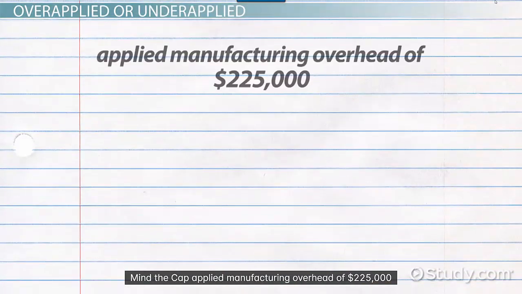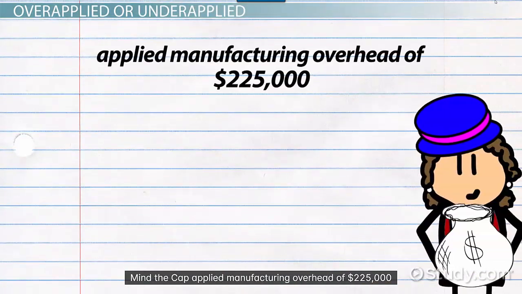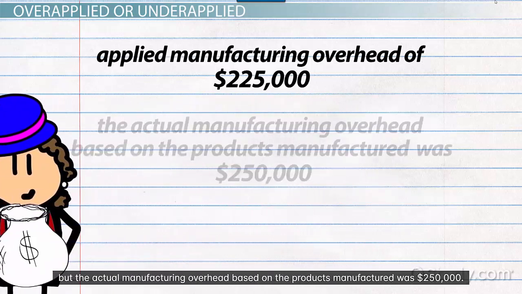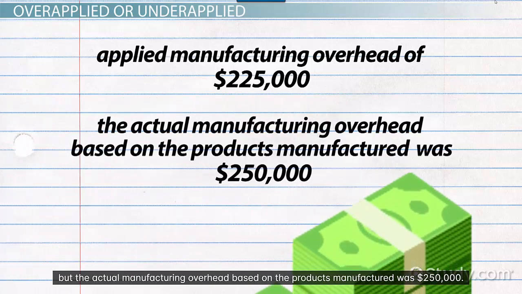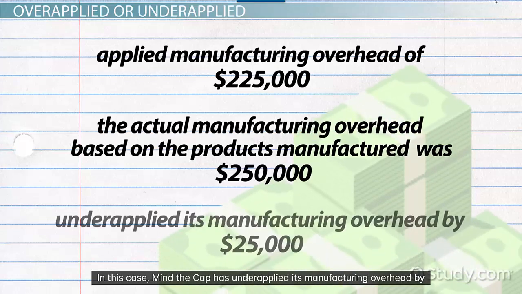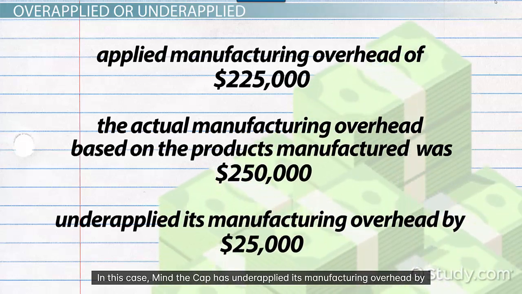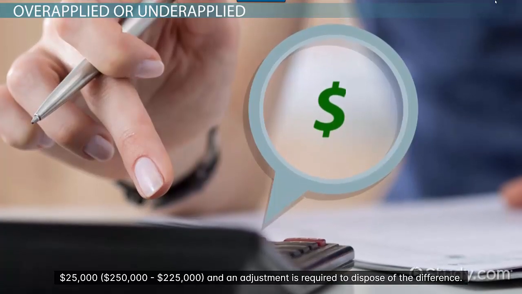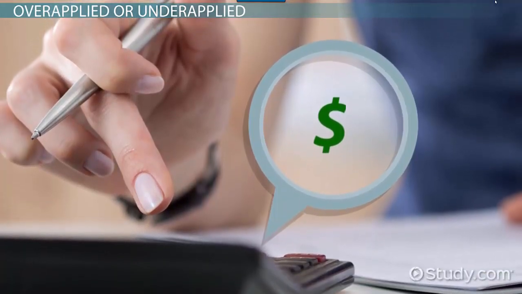Mind the Cap applied manufacturing overhead of $225,000 during the year, based on its predetermined rate, but the actual manufacturing overhead based on the products manufactured was $250,000. In this case, Mind the Cap has underapplied its manufacturing overhead by $25,000, or $250,000 minus $225,000, and an adjustment is required to dispose of the difference.